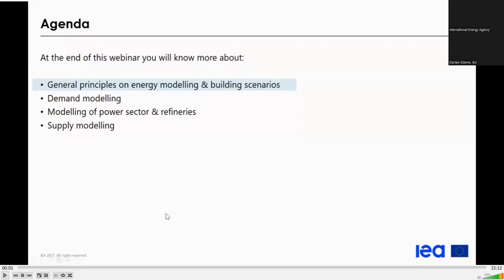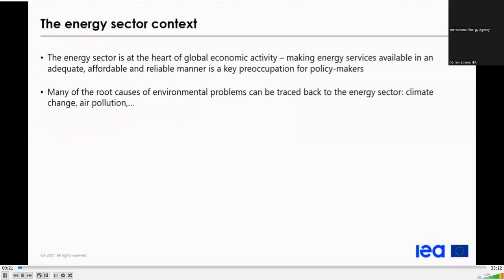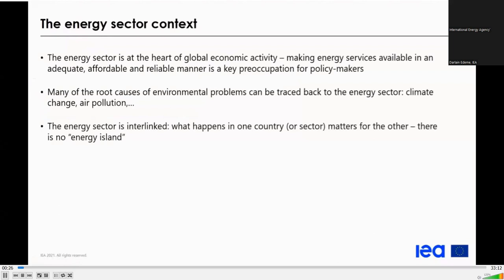In this section, we will discuss some general principles on energy modeling and on how to build scenarios. As we all know, the energy sector is at the heart of our societies, and it is very linked to our climate and to our environment. There is no energy island, which means that what will happen in one country matters for the rest of the world, and what will happen in one sector has impact in other sectors.